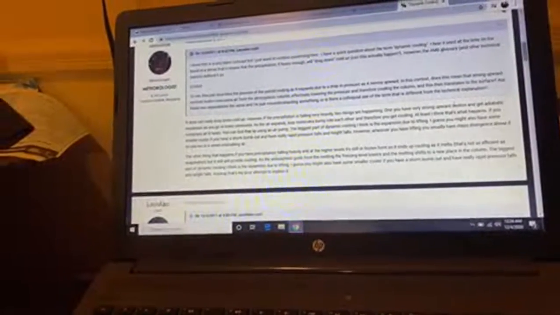However, if the precipitation is falling very heavily, two things are happening. Once you have a very strong upward motion, you get adiabatic expansion as you go to lower pressures, so you'll have fewer molecules bumping into each other, and therefore you get cooling. At least that's what I think.